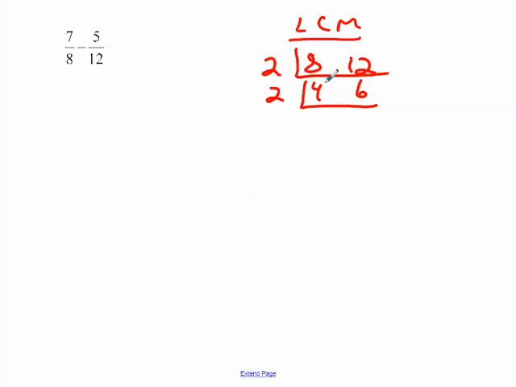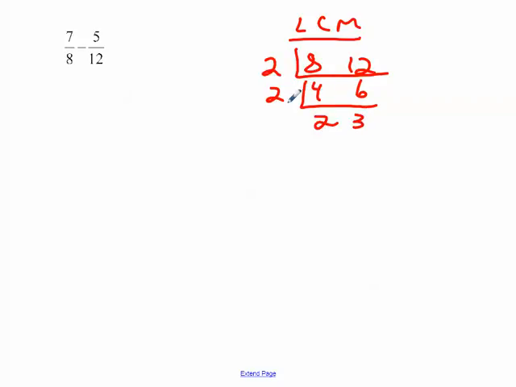Alright, here we go. We need to find the lowest common multiple of 8 and 12 so we can find the lowest common denominator. So let's use our cake method. What's common between 8 and 12? Each one of them has a 2. 8 divided by 2 is 4. 12 divided by 2 is 6. 4 and 6 each also share another 2. 4 divided by 2 is 2. 6 divided by 2 is 3.